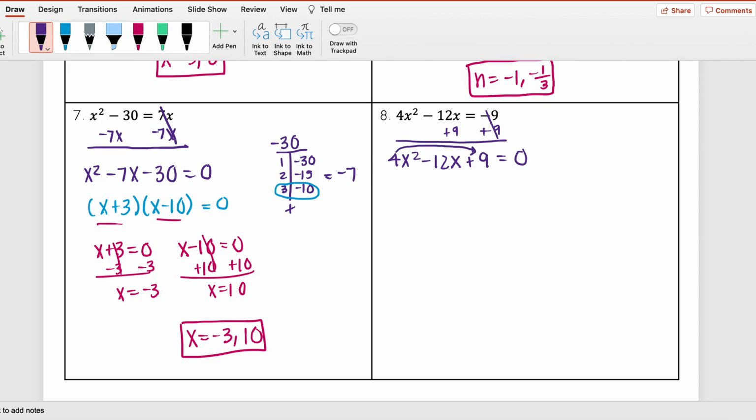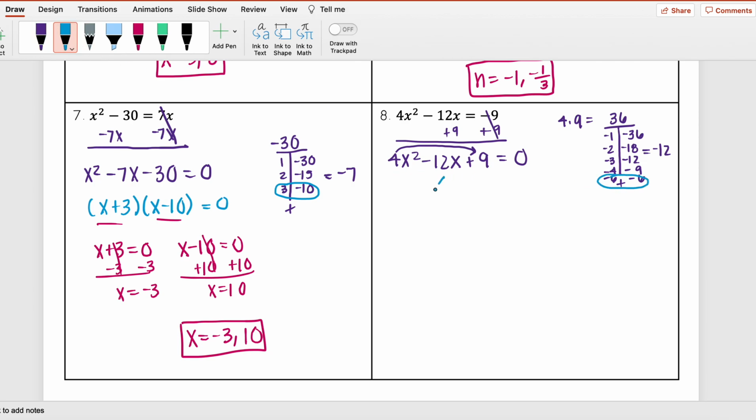So I need to do 4 times 9 to get 36. And now I'm looking for two numbers that multiply to 36 and then add to my middle number, which is negative 12. Since they're multiplying to a positive number and adding to a negative number, that means they both need to be negative. So I have negative 1 times negative 36. Negative 2 times negative 18, doesn't work. Negative 3 times negative 12, nope. Negative 4 times negative 9. And then negative 6 times negative 6. And so I see that that is my winner.